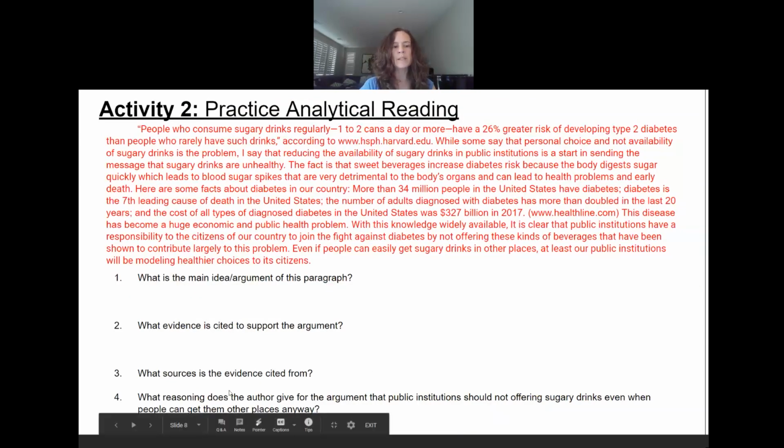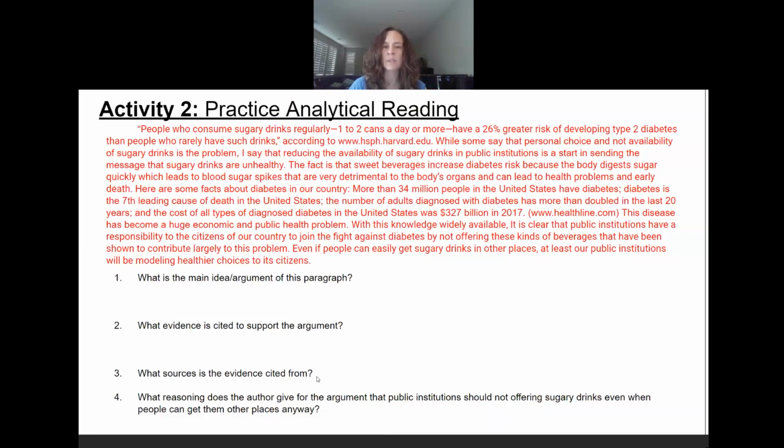Okay, what sources is the evidence cited from? So they're in two places in this article. It lists the sources, so you need to find them. They're both online sources and write them here.